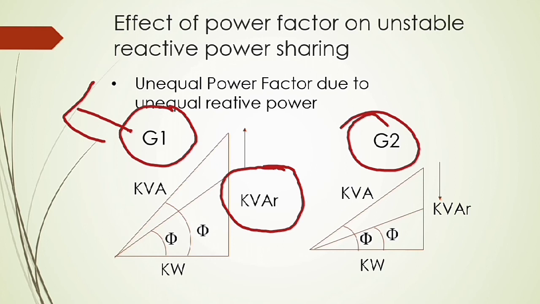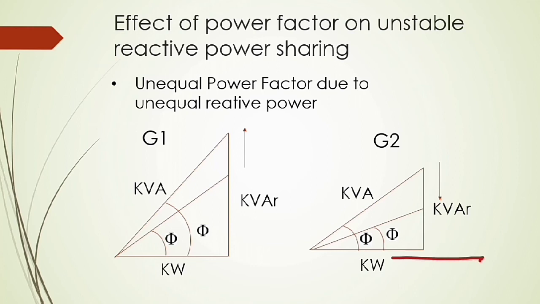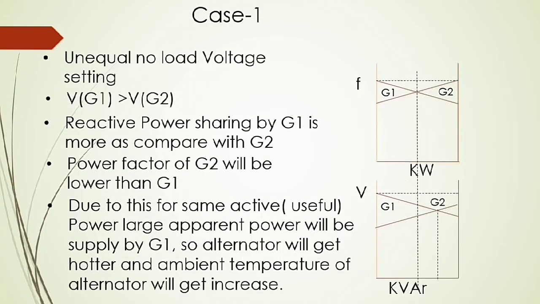Because of this, G1 gets hotter than G2, and at a certain limit G1 reaches a large ambient temperature. This is not good for the alternator and the life of the alternator. That's why we want to avoid it. How we can do it, we will see in my next part. To understand this concept we will have to consider three cases.